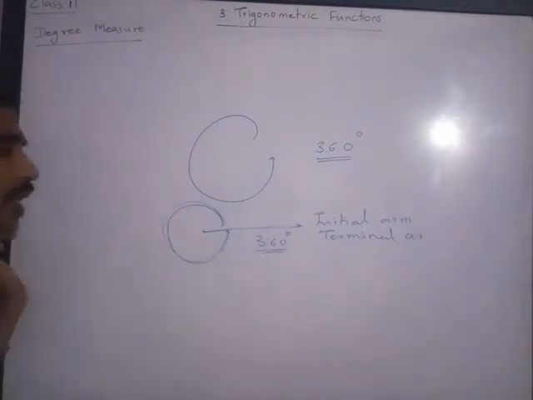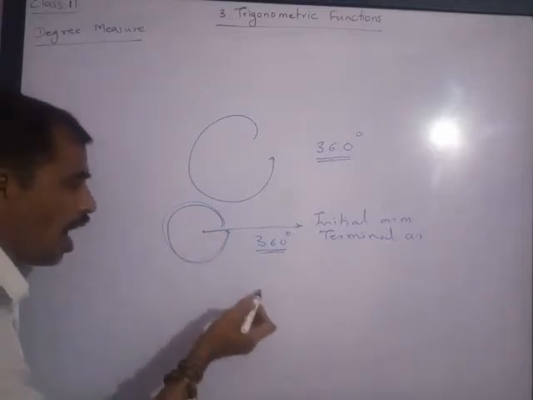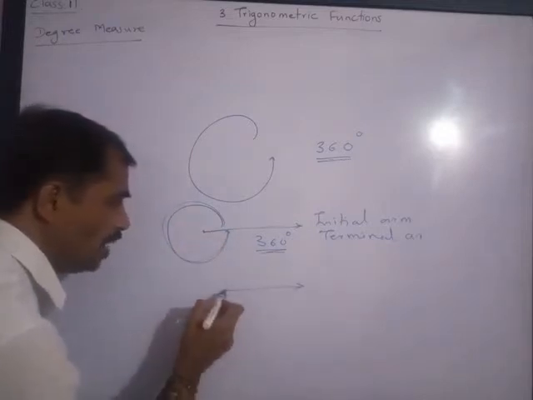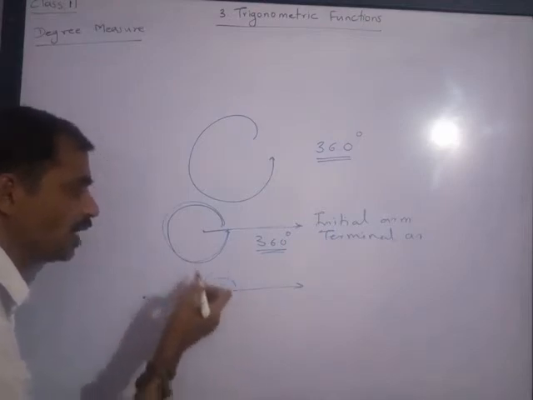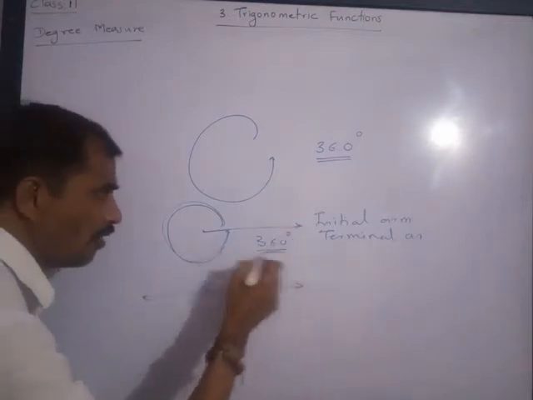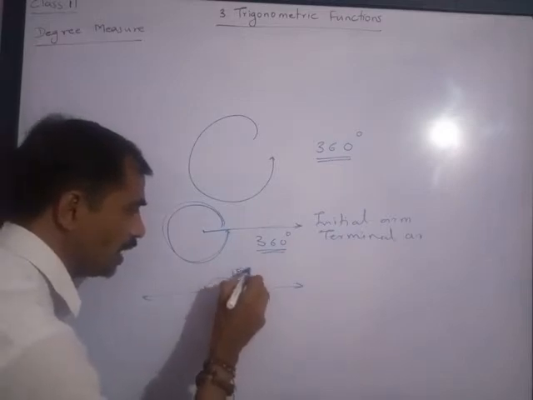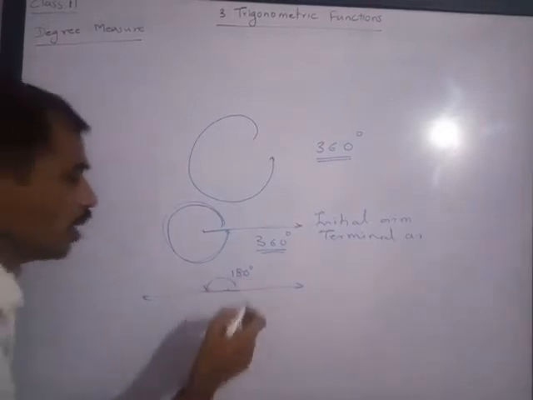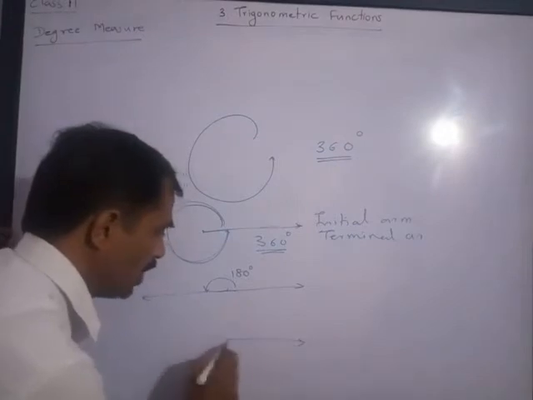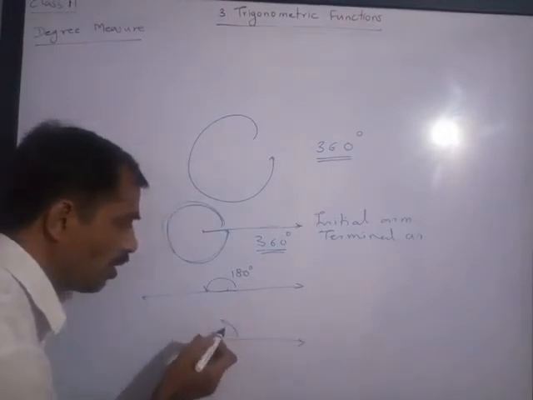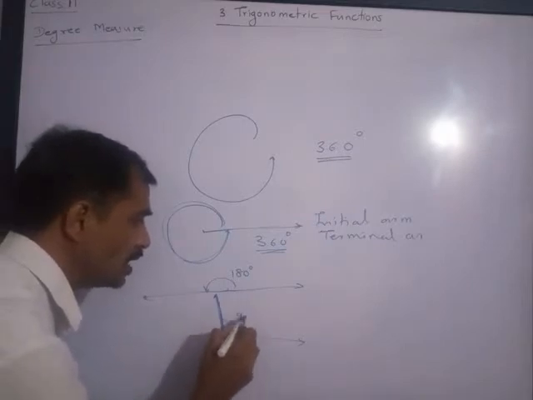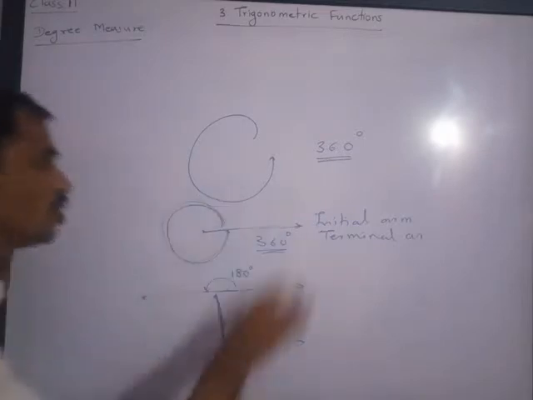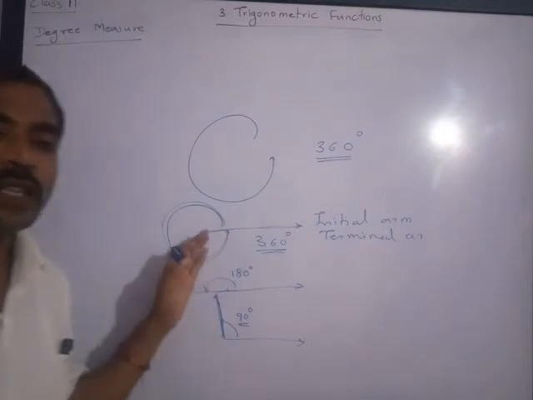What does this mean? If it is rotated half of the circle, if this is the initial arm and it is rotated in anti-clockwise direction, then we say half of the degrees, that is 180 degrees. If it is rotated 1/4 of the circle, then we say the degree is 90 degrees. From this only we try to define the degrees.